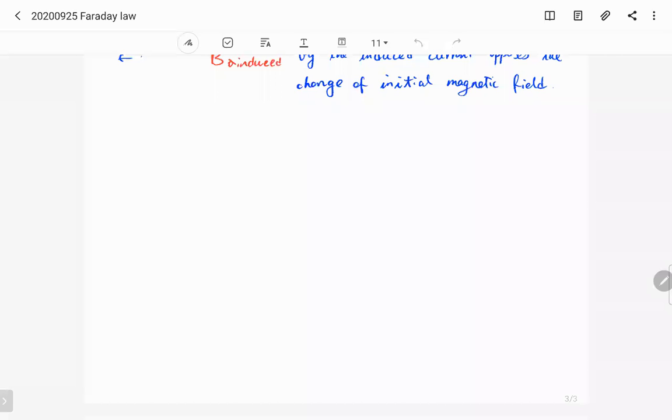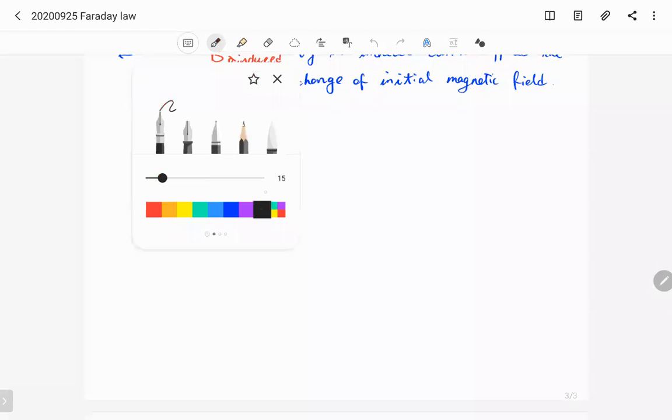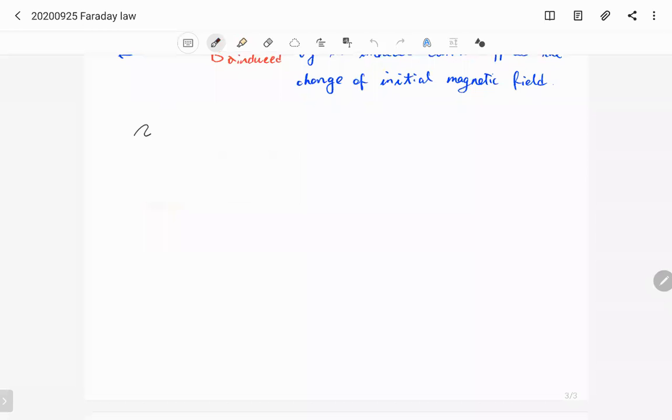Let's talk about the moving charge. A moving charge generates a magnetic field, and a current can also generate a magnetic field. A current or a moving charge can generate a magnetic field right here.